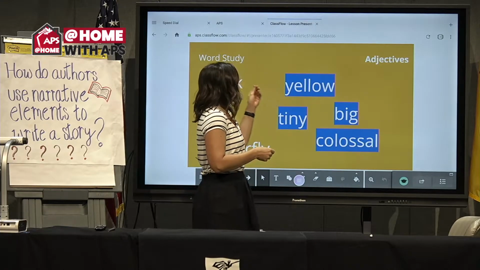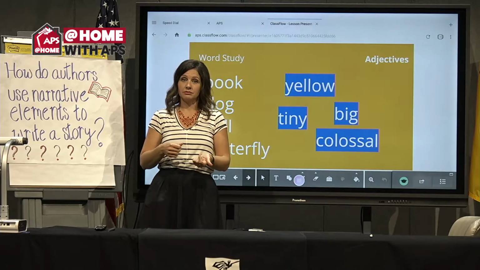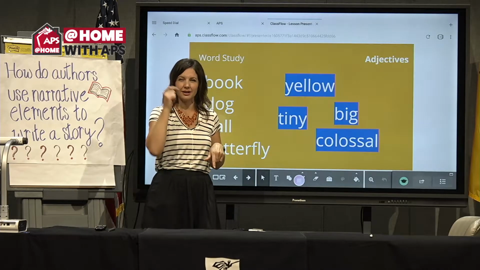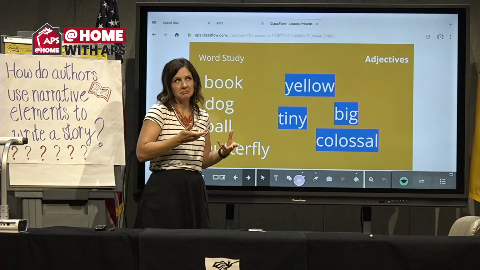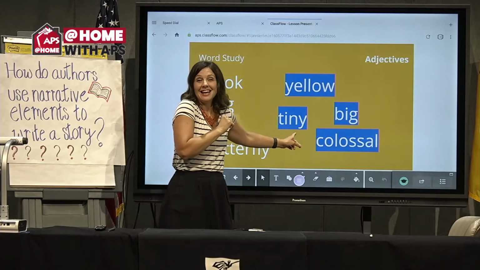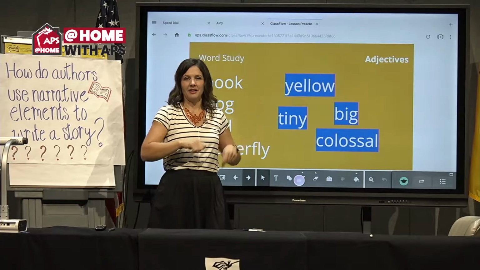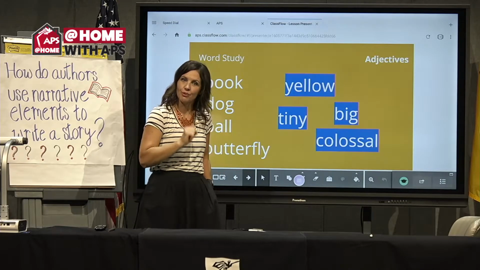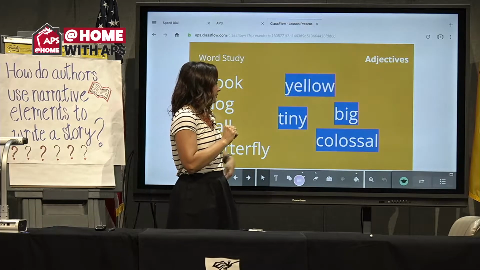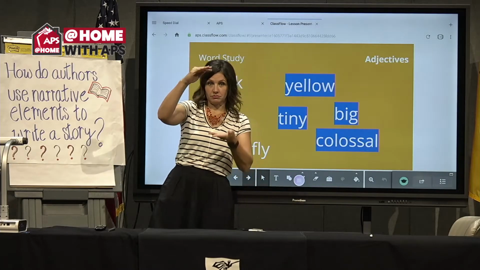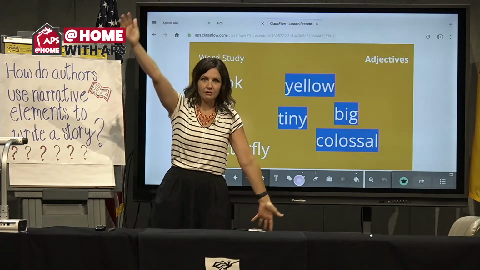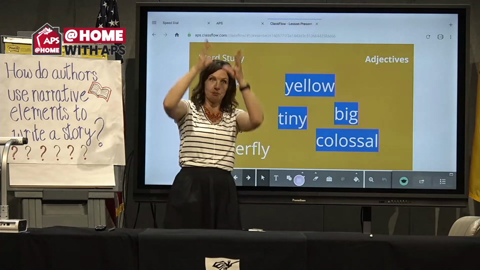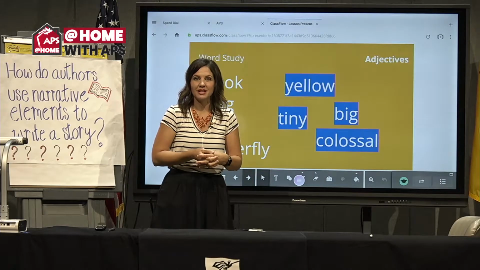We can describe books as yellow. The yellow book is over on the counter. Can you imagine a yellow book? I might say the tiny book can fit in your pocket. Whoa, that must be a very small book if it can fit in your pocket. The big book, the colossal book. Colossal is a grander, bigger way to describe something large.